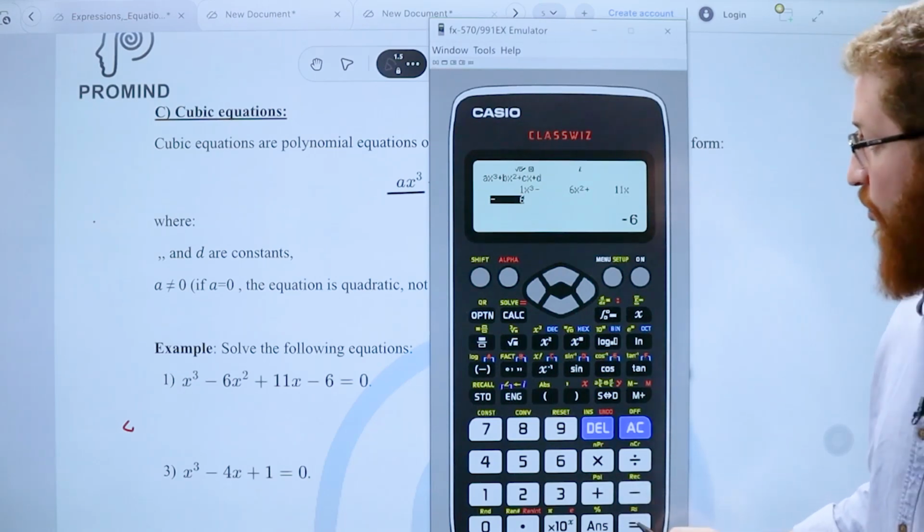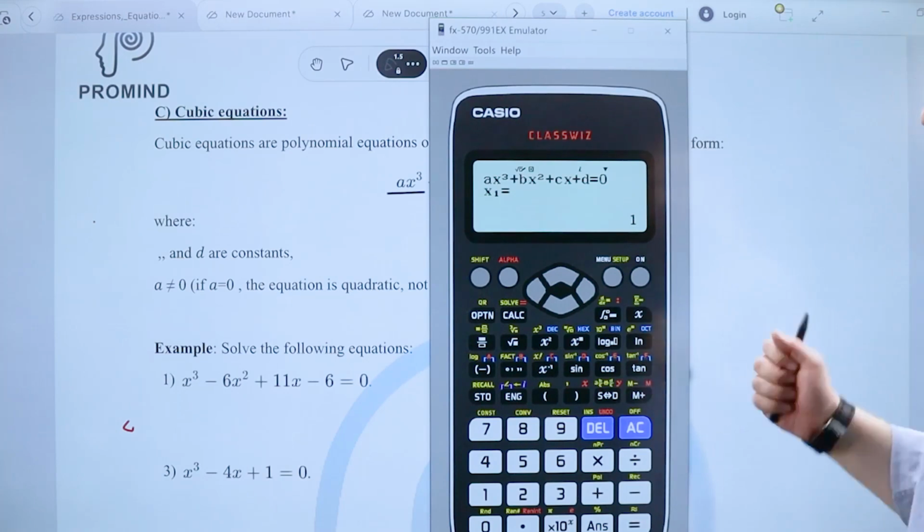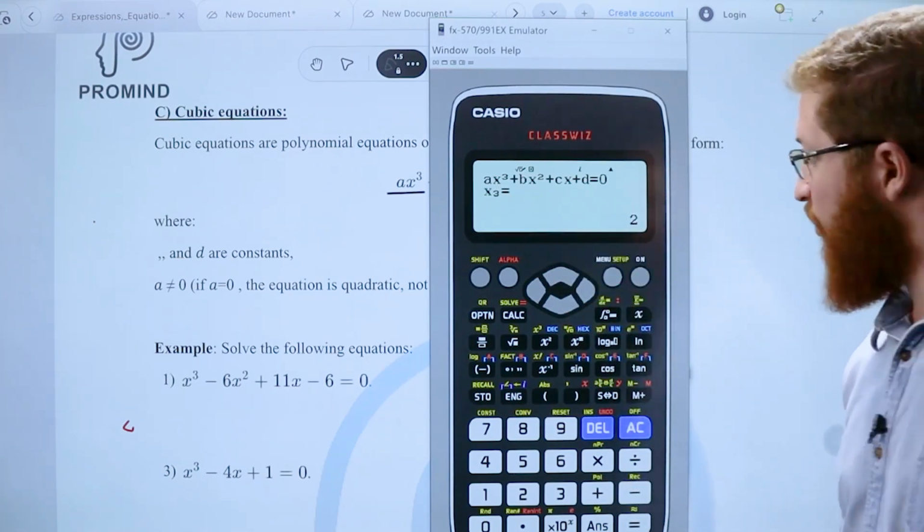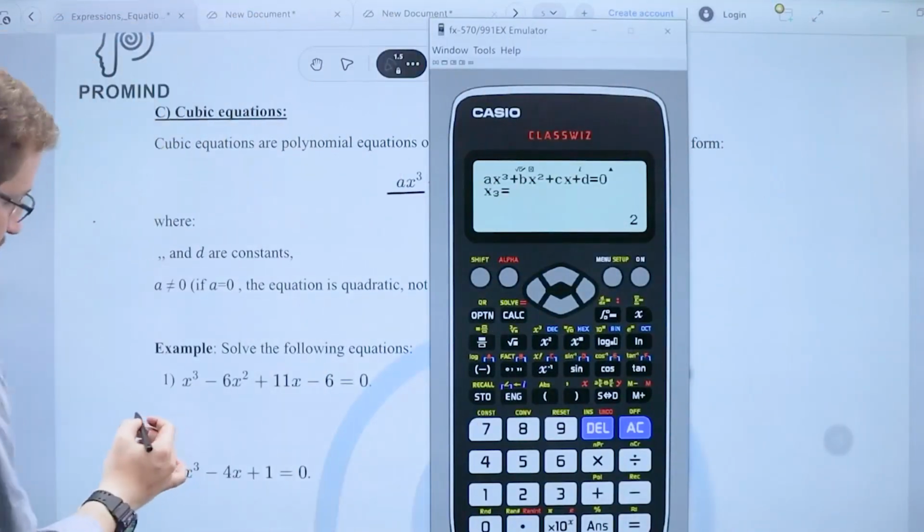Here I could get 3 different values for x. x1 equals 1, x2 equals 3, and x3 equals 2.